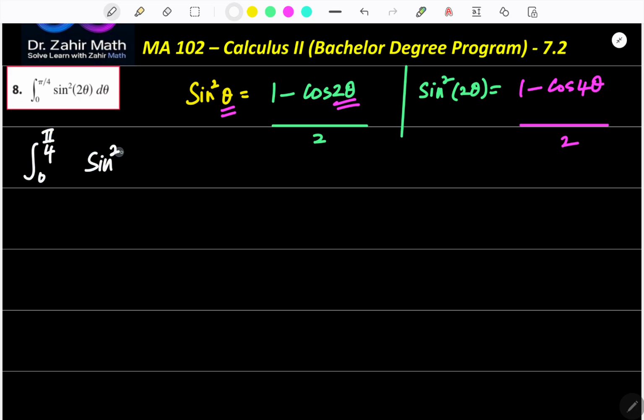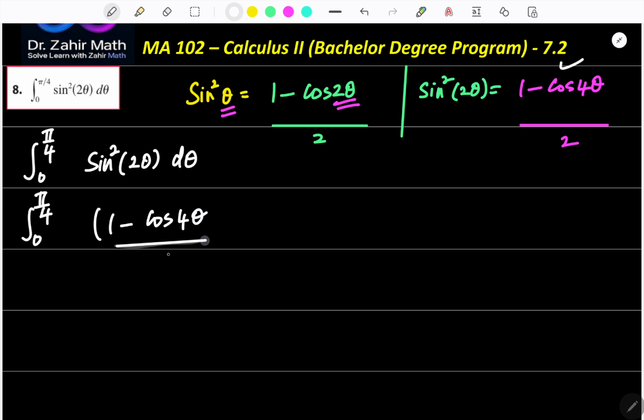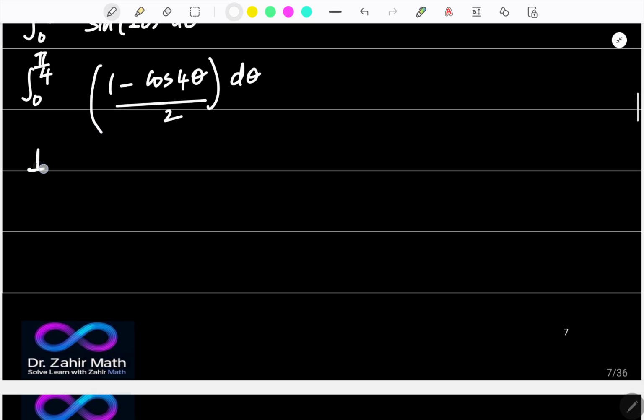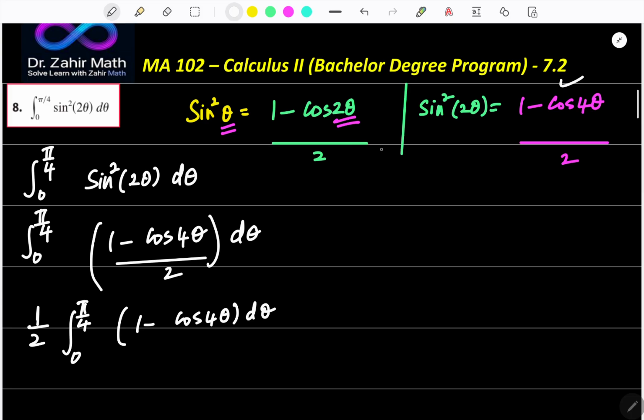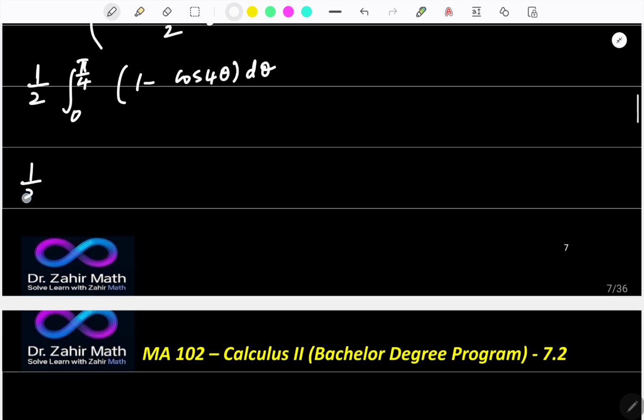So this equals integral 0 to pi by 4, sine square 2 theta d theta. So integral 0 to pi by 4, sine square 2 theta is 1 minus cosine 4 theta, this rule I am taking, divided by 2, into d theta. Clear? Right. So take this 1 by 2 out. Integral 0 to pi by 4, 1 minus cosine 4 theta into d theta. Is this the integration formula? No. This is a 0 to 2 formula, that is trigonometric formulas.